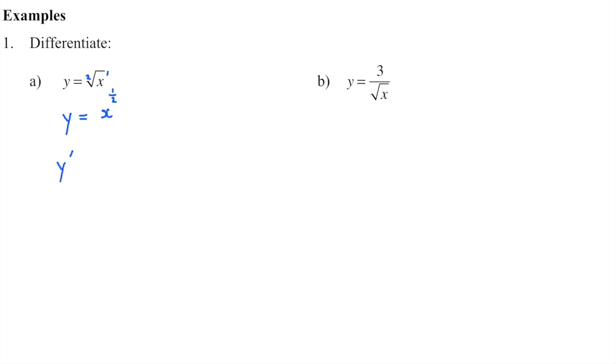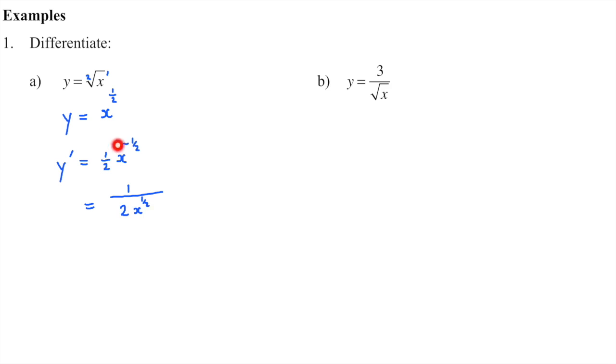The derivative is equal to, take the half and times it to the 1 out the front. Half times 1 is a half. Take the power and decrease it by 1. Half take away 1 is minus a half, which equals 1 over 2 x to the power of a half.